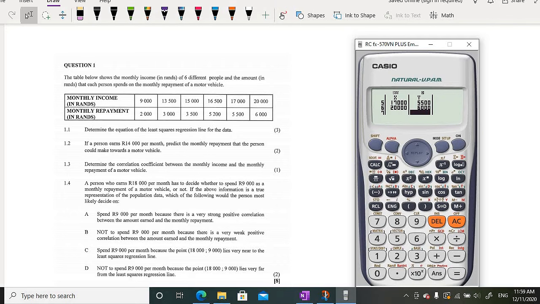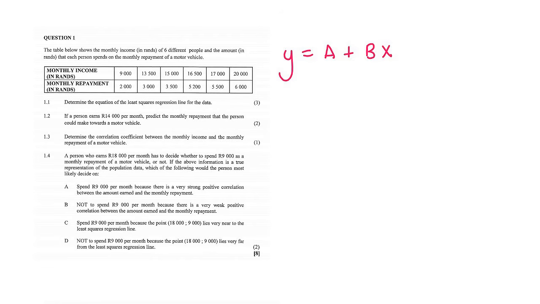Once all the values have been put into the calculator, you push the AC button, then you push shift, then you go down to stat, choose option number 5, and then you can take out the values that you want. So we know that the equation of a least squares regression line is A plus BX. So we need to get A and we need to get B. The values that I got on the calculator for A was negative 1946.88, and then B was 0.41. And so that would be the answer for number 1.1. So I'm just going to say here 1.1.